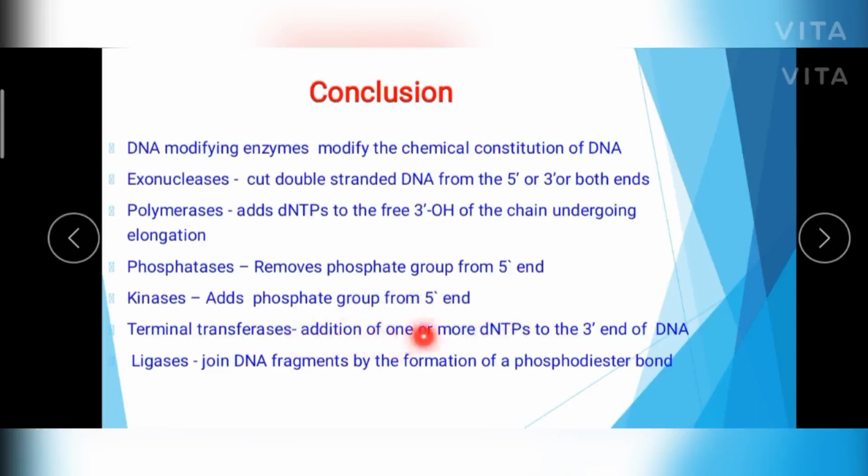The terminal transferases help in the addition of one or more dNTPs to the 3' end of the DNA, or they add homopolymer tails. And ligases, lastly, help in joining the DNA fragments by the formation of the phosphodiester bond. With this, I conclude the session.